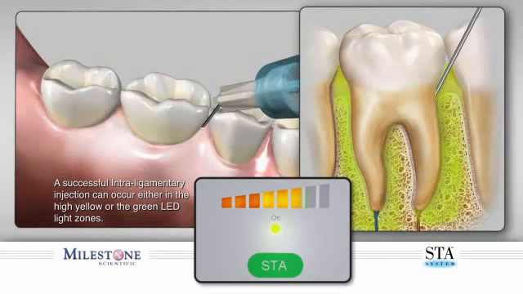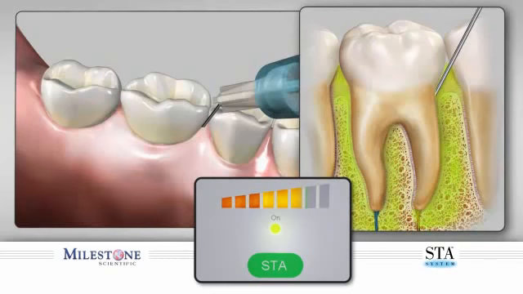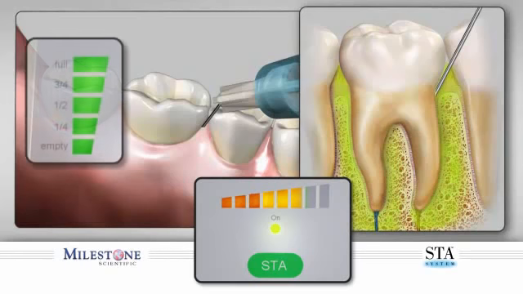Note that you will not hear the audible spoken word PDL in the yellow zone. A successful STA intraligamentary injection can occur in either the high yellow or green LED zones, as both are indicative of the correct location. To determine the amount of anesthetic solution dispensed, you can view the vertical green LED volume gauge in the upper left corner of the STA.